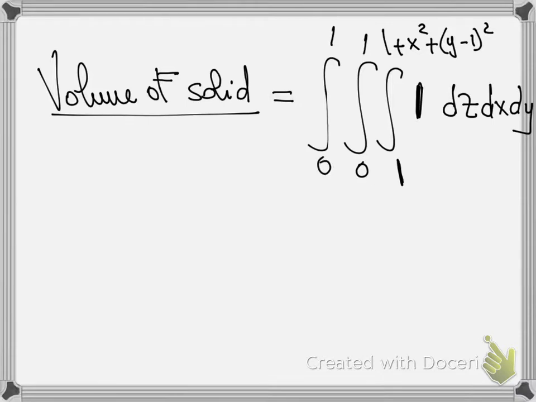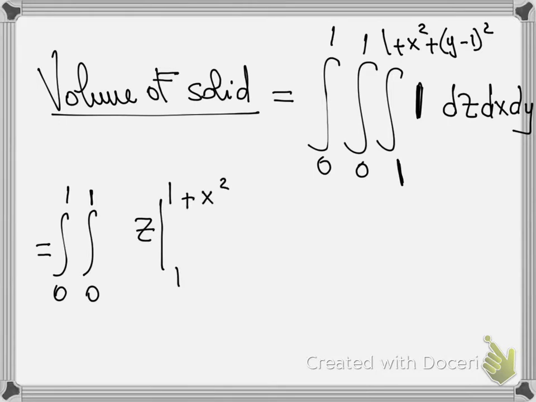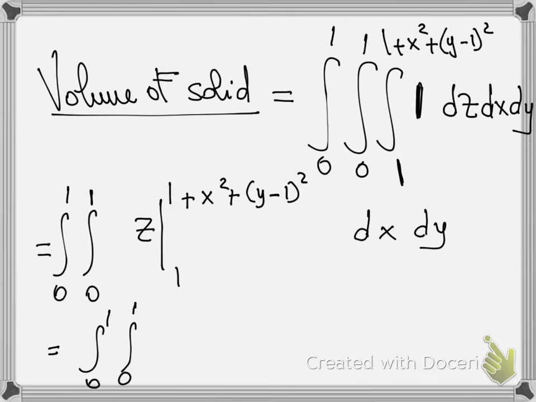Okay. So first we integrate with respect to z. It's just 1, right? Constant 1, you integrate with respect to z, so the integral of 1 with respect to z is going to be just z. So that's z between 1 and 1 plus x squared plus (y minus 1) squared, dx and then dy. So you replace z by 1 plus x squared plus (y minus 1) squared and then by 1. So that will be the double integral, 0 to 1 here, 0 to 1 here.